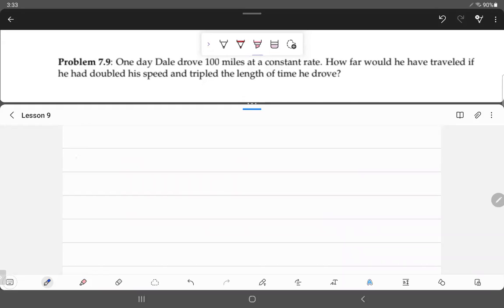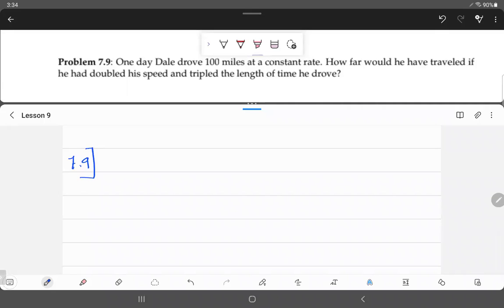Seven point nine. One day Dale drove 100 miles at a constant rate. How far would he have traveled if he had doubled his speed and tripled the length of the time he drove?